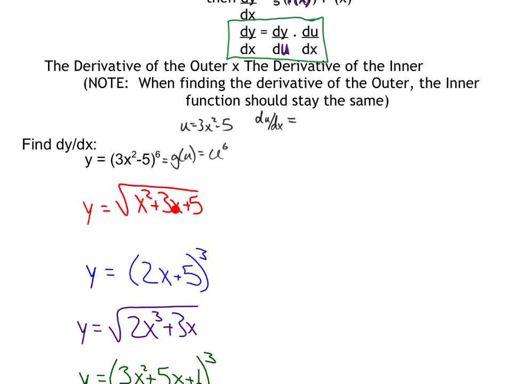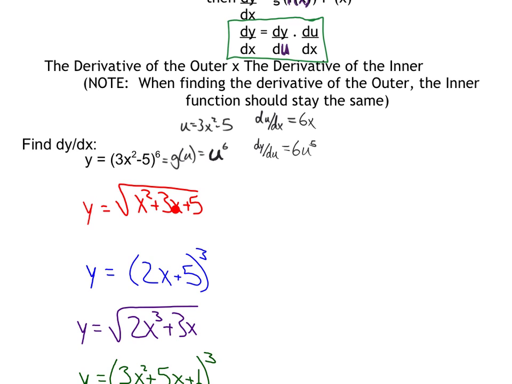6x, okay? And then I want to take the derivative of y with respect to u. Notice here I rewrote y in terms of u so I can take the derivative with respect to u. So what's the derivative of this with respect to u? Yeah, this is just our x to the n rule. It's 6u to the 5th.